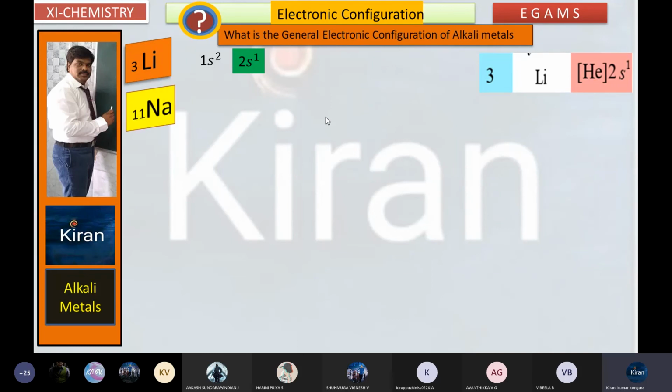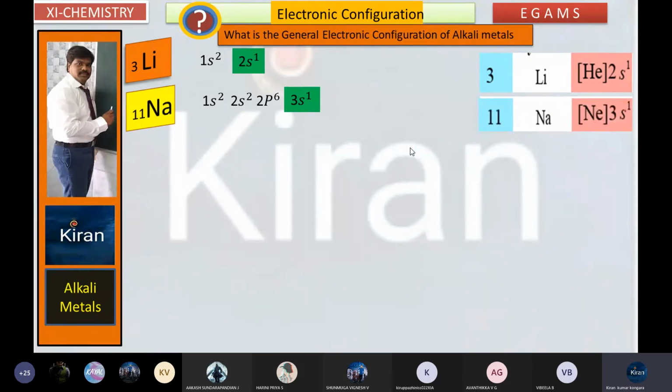Now the second element is sodium. Its atomic number is 11 and the electronic configuration is 1s2, 2s2, 2p6, 3s1. So 1s2, 2s2, 2p6 indicates neon. So I am writing the electronic configuration with respect to neon. Neon is 10, and the atomic number is 11. So neon core 3s1.